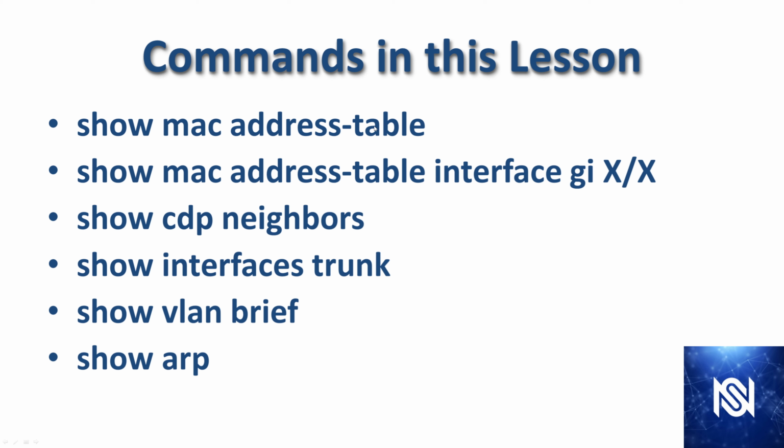Commands that we're going to use in this lesson include show mac address table, which shows you the MAC address table on a specific device, and show mac address table interface for a specific interface, which shows you the MAC addresses that were learned coming across that specific interface. We're going to use the show cdp neighbors command, which allows you to see directly connected Cisco devices. We're going to use the show interfaces trunk command, which allows you to see what interfaces are configured as trunks and what VLANs are carried across that interface. Show vlan brief shows you what VLANs are created on a device and what interfaces have what VLANs assigned to them. And then show arp, which shows you the ARP table.